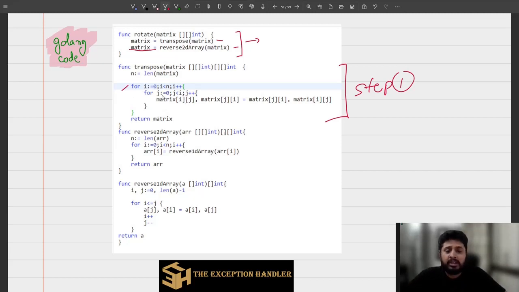Now, in Golang, it's easier to write a swap logic without using a third variable. But in other languages like .NET, Java or Python, you might need a third variable to store the value temporarily and then swap. So it's up to you, it's up to your language how you do the swapping part.